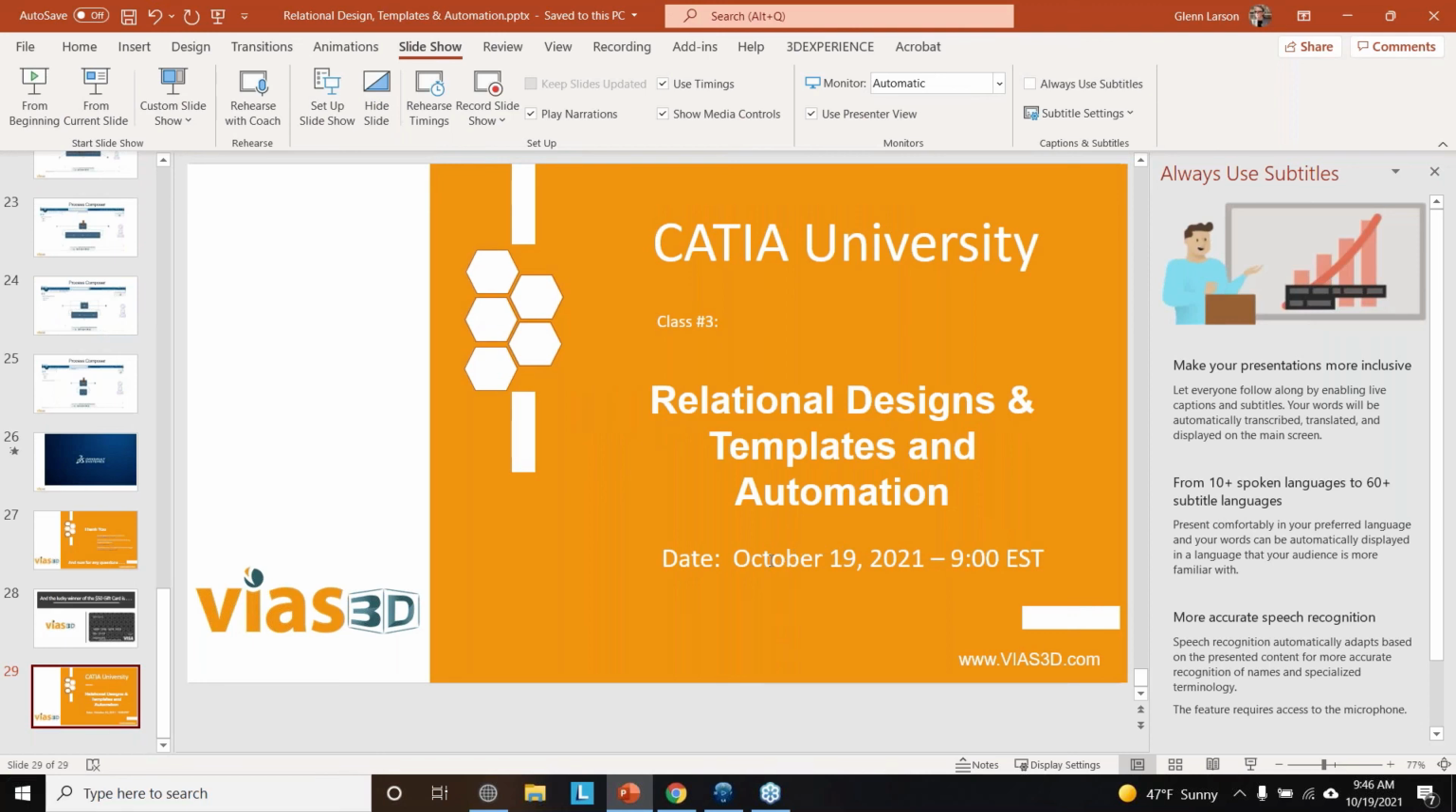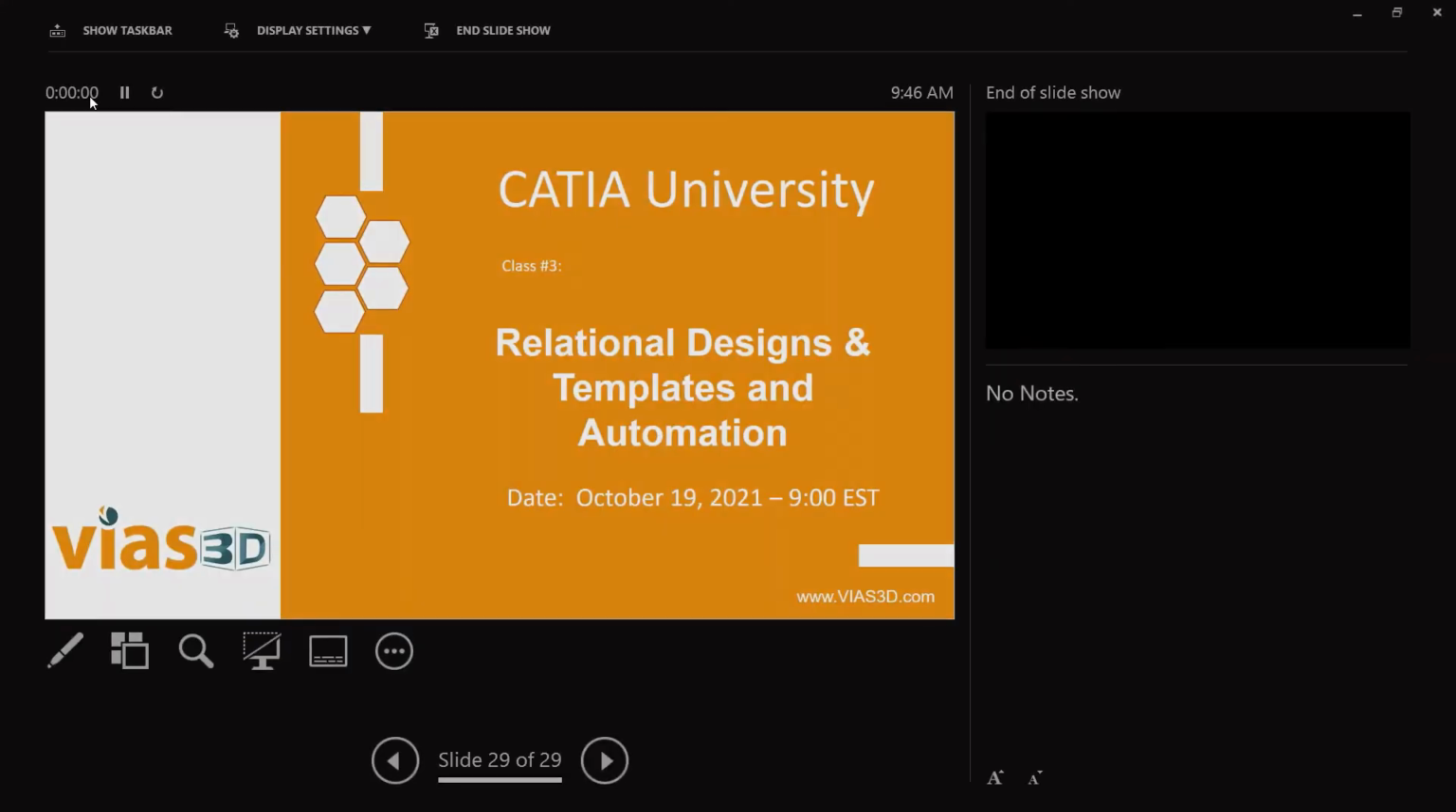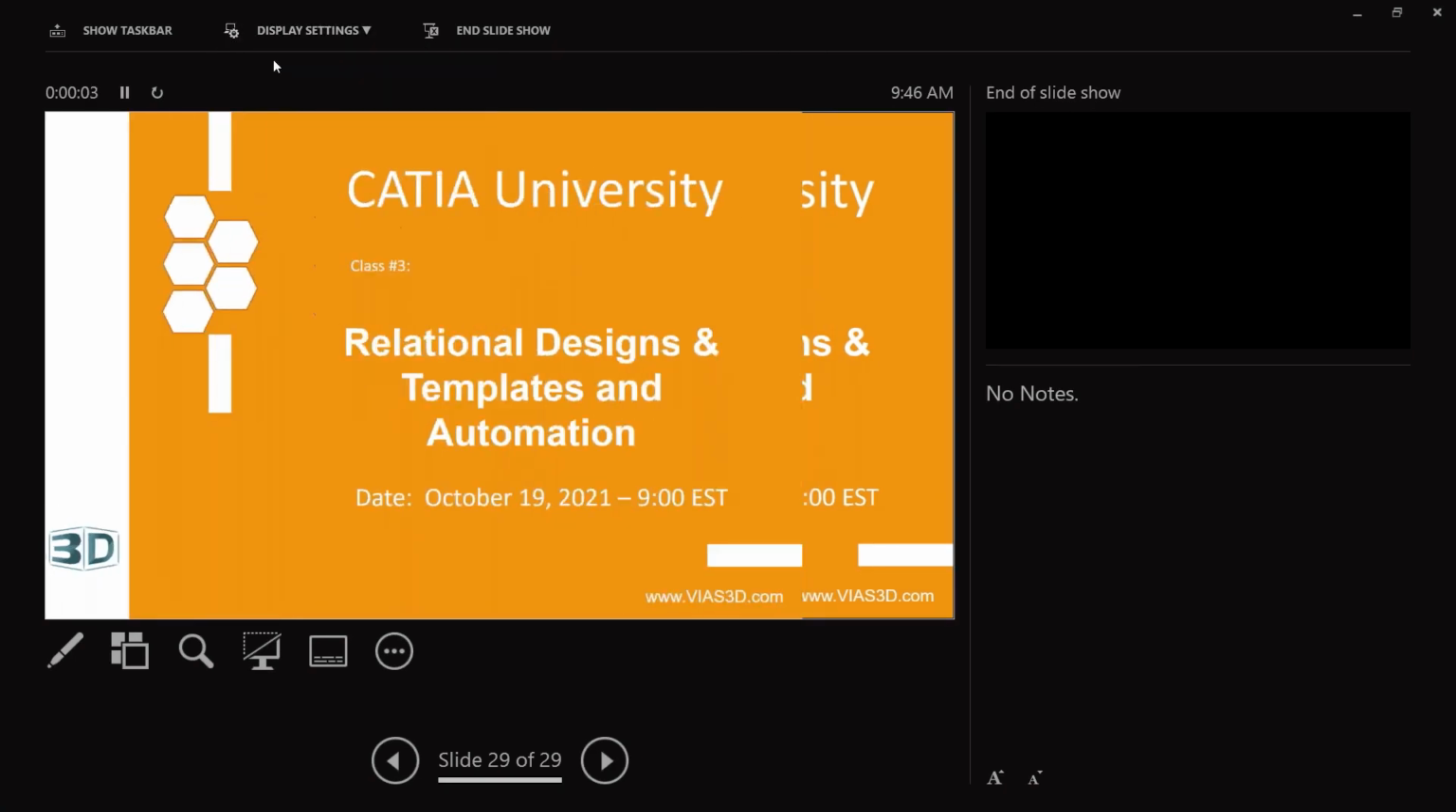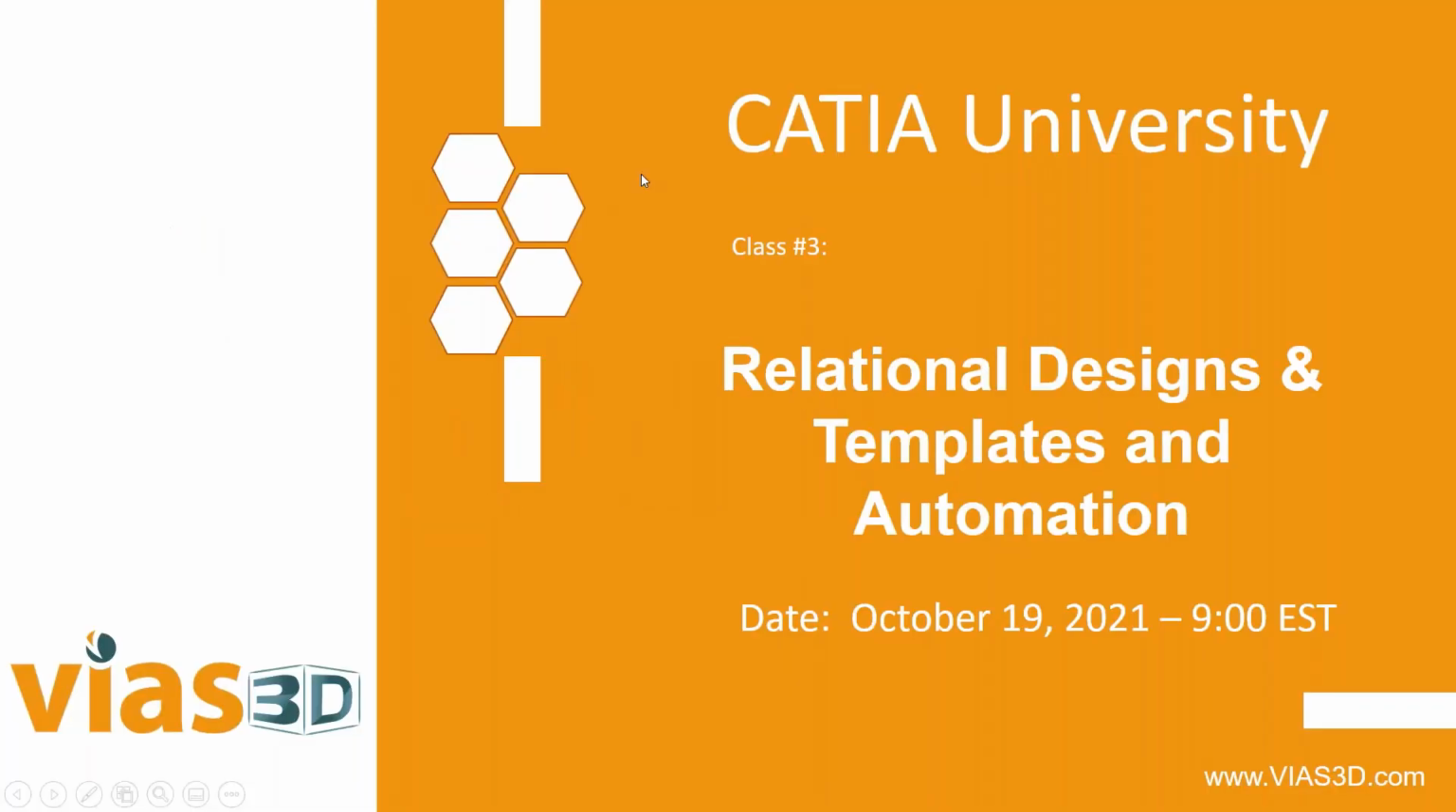CATIA University class number 4 is going to be on composites. That's going to be a really awesome presentation. I think everybody will learn a great deal. I don't know how many people out there are doing composites layup with Excel spreadsheets and your design software. That is a way to do it, but it's a slow and painful way. So next week will be composites. Next week, I'm sorry, it's next month.